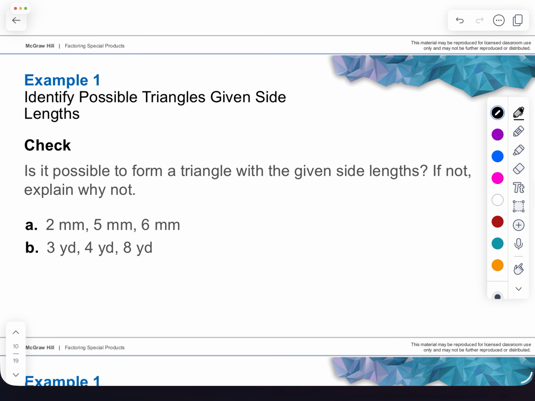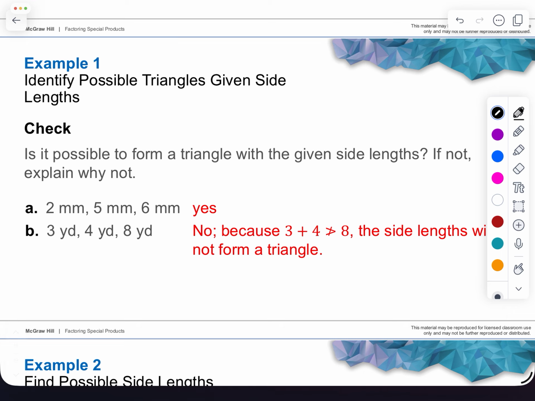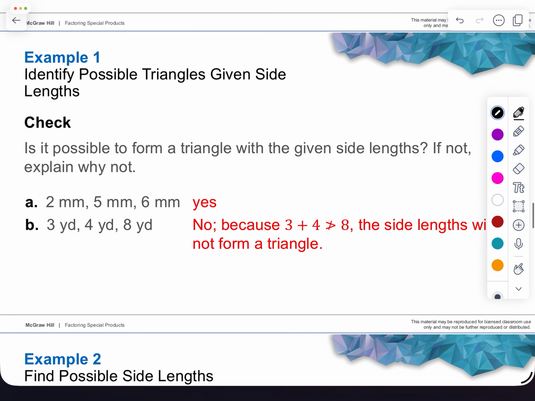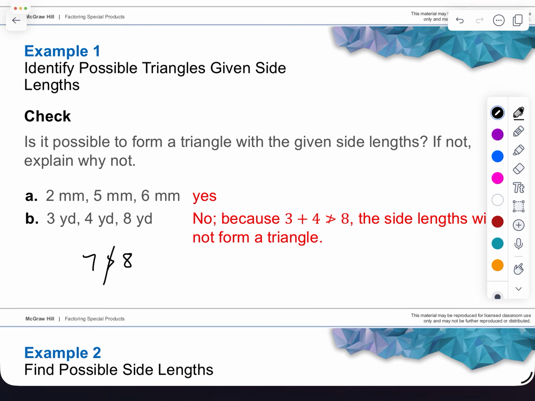Okay, so now you're going to check this one. Go ahead and pause me. Okay, hopefully you got that the first was yes. 2 plus 5 is 7, which is bigger than 6. And the B is no, because 3 plus 4 is 7, and 7 is not greater than 8. So that's a bummer.